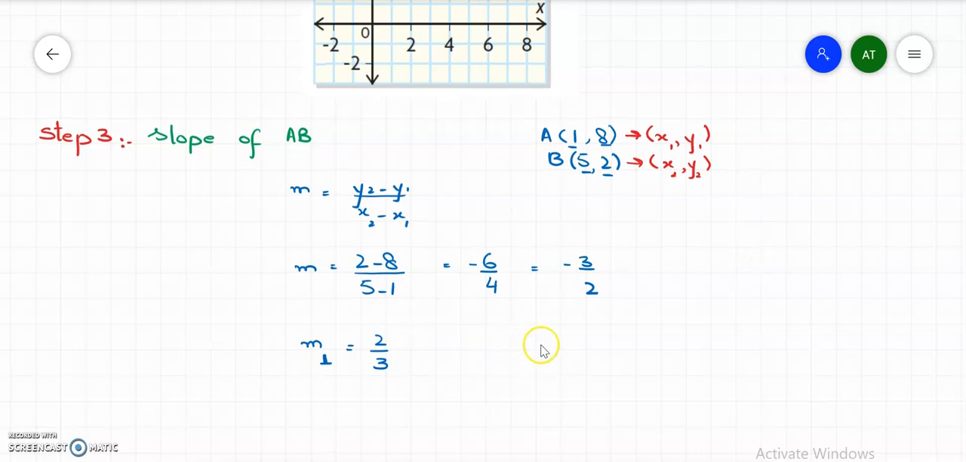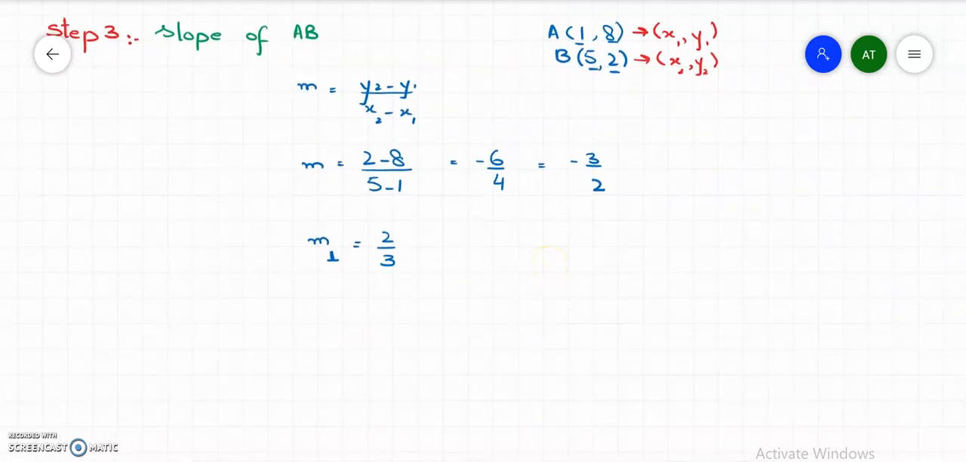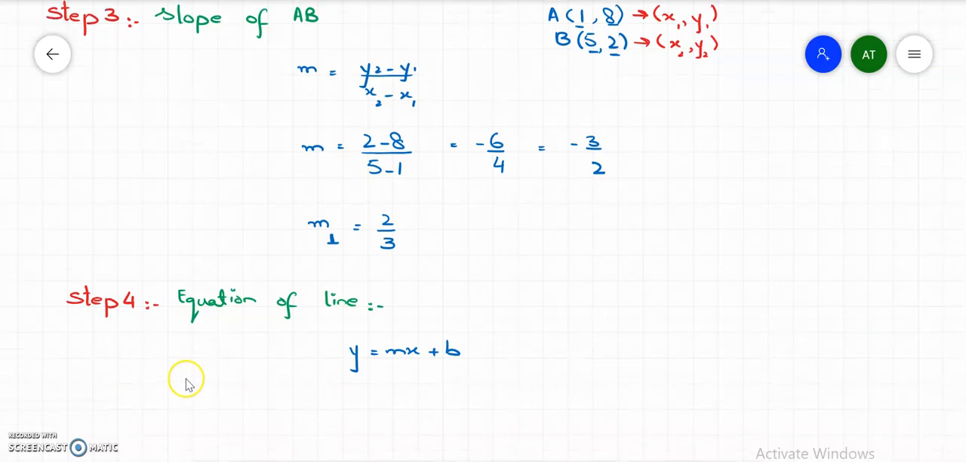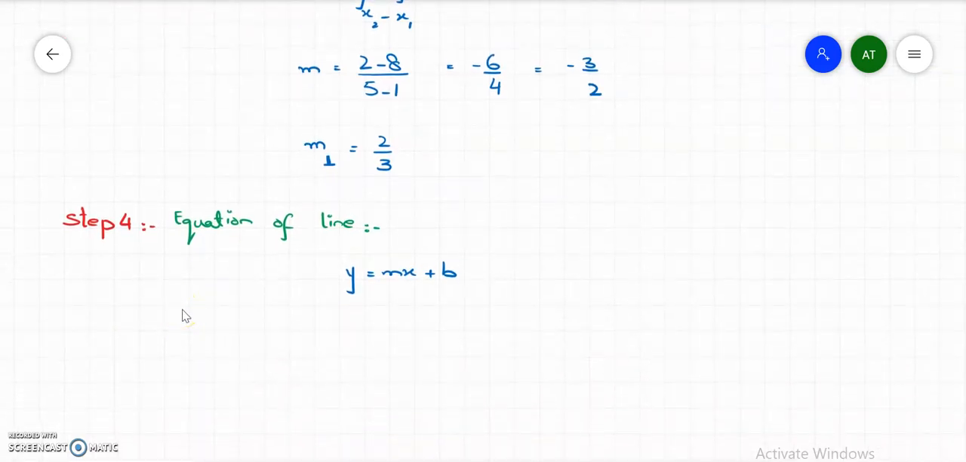Okay, now let's move to step 4. In step 4, we have to find the equation of the perpendicular bisector. For the equation of a line, we know the slope-intercept form is y equals mx plus b, and the m value we have to use is 2 by 3. That is because we are finding the equation of the perpendicular bisector, so we are using the perpendicular slope, so we have y equals 2 by 3 x plus b.